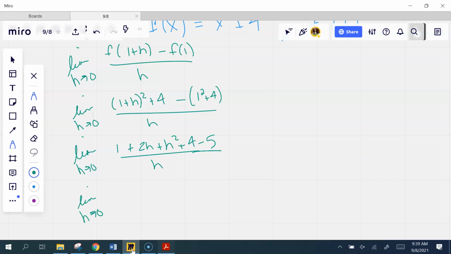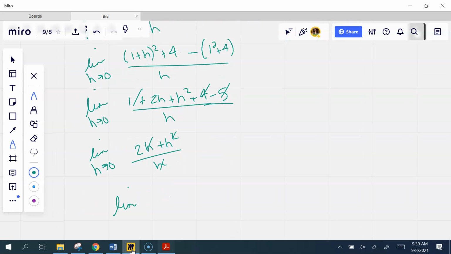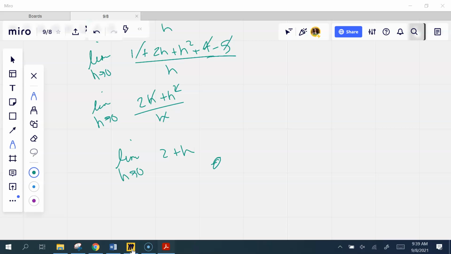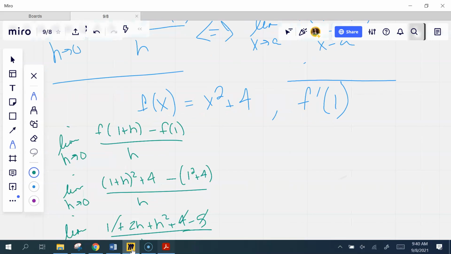Which method? Has anybody done all the methods yet? I got 2 using the difference quotient. Okay, let me do it the other way. You should get the same thing.